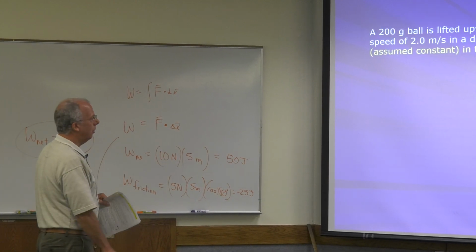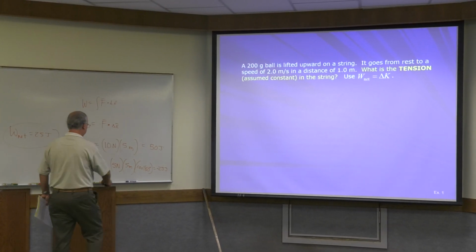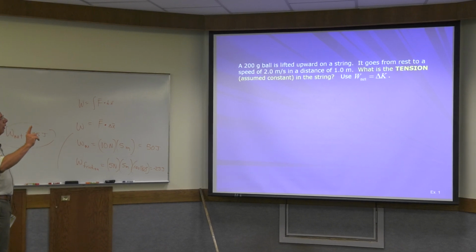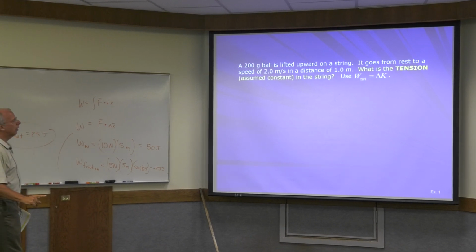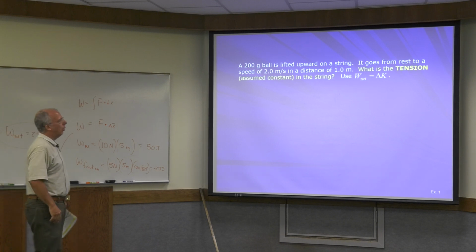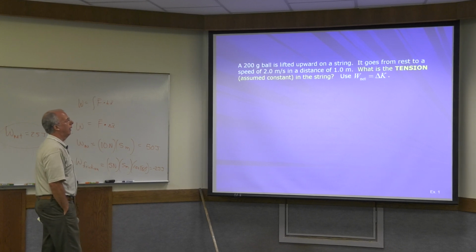Okay, let's do some more complicated problems. A 200-gram ball is lifted upward on a string. It goes from rest to a speed of 2 meters per second in a distance of 1 meter. What is the tension in the string?